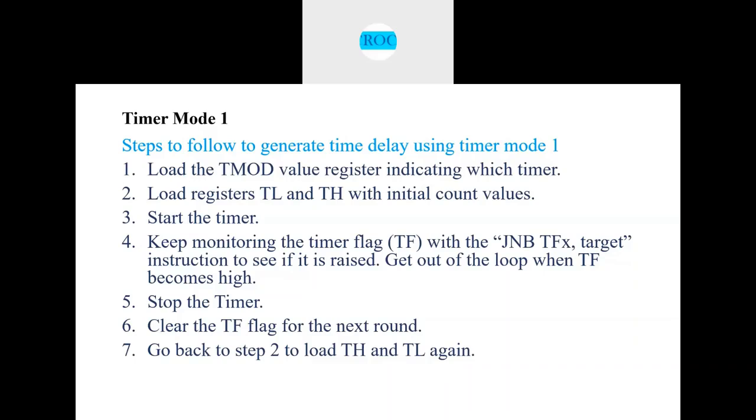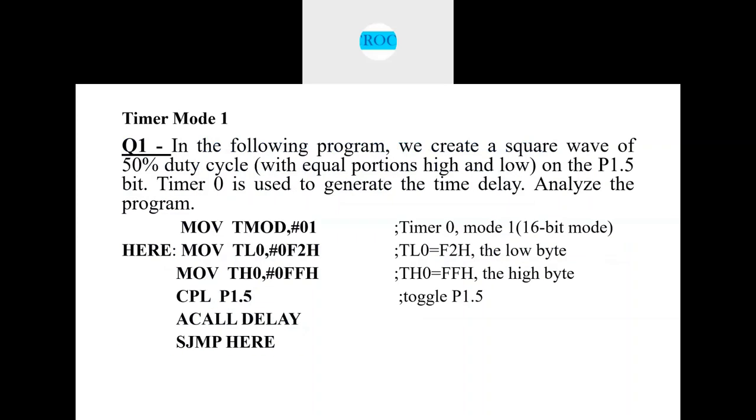If I want to write any C code to generate a time delay using mode 1, or any assembly language code for the timer to operate in mode 1 to generate the time delay, these are the steps you need to follow. Now we'll see one program, one example that we have here.